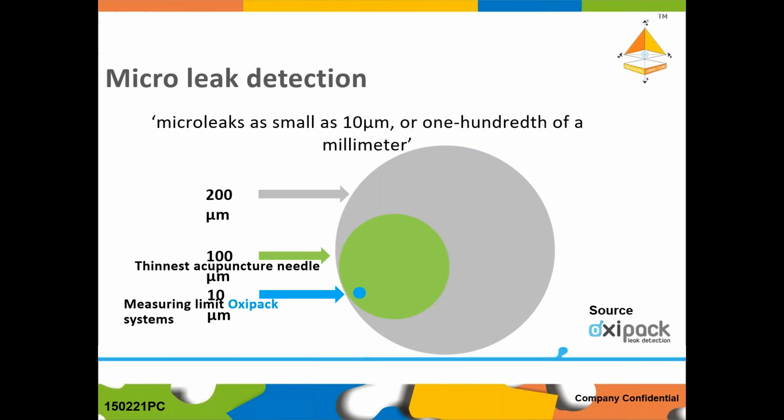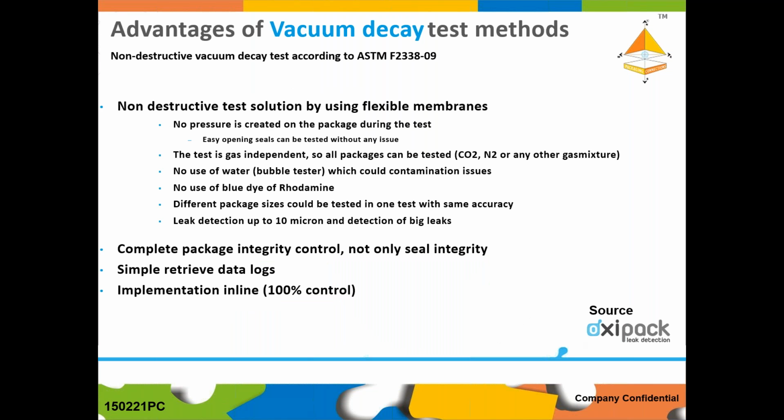Micro leaks could be dangerous, and they can be as small as 10 microns. There are companies who can really analyze it, like Oxypack. Oxypack designed non-destructive equipment based on the ASTM vacuum decay. They can find out if there is a leakage or not.